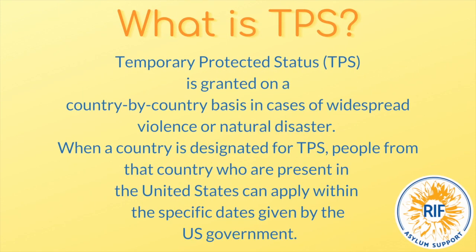So what is TPS? TPS is a temporary protected status that is granted on a country-by-country basis in case of widespread violence or natural disaster. When a country is designated for TPS, people from that country who are present in the United States can apply within the specific dates given by the US government.